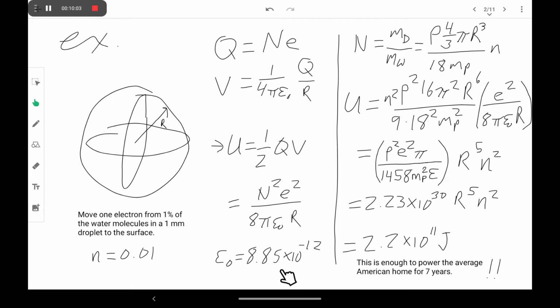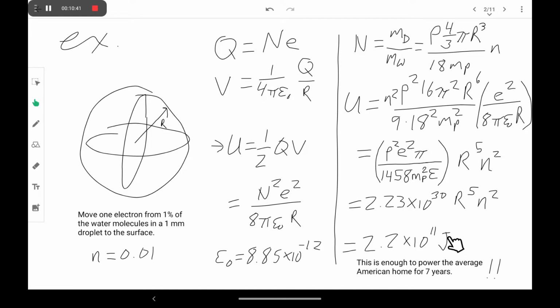Here we will plug in this value since we're assuming this droplet is in air. With all those constants, I could calculate a number for it, a pretty darn big number. But what's important here is that it's proportional to the radius of the object to the 5th power, and then whatever percentage we're saying pulls out, squared. Plugging in 1 millimeter, or 0.001 meters, and 0.01 for our probability, or our percentage, we get 2.2 times 10 to the 11 joules.